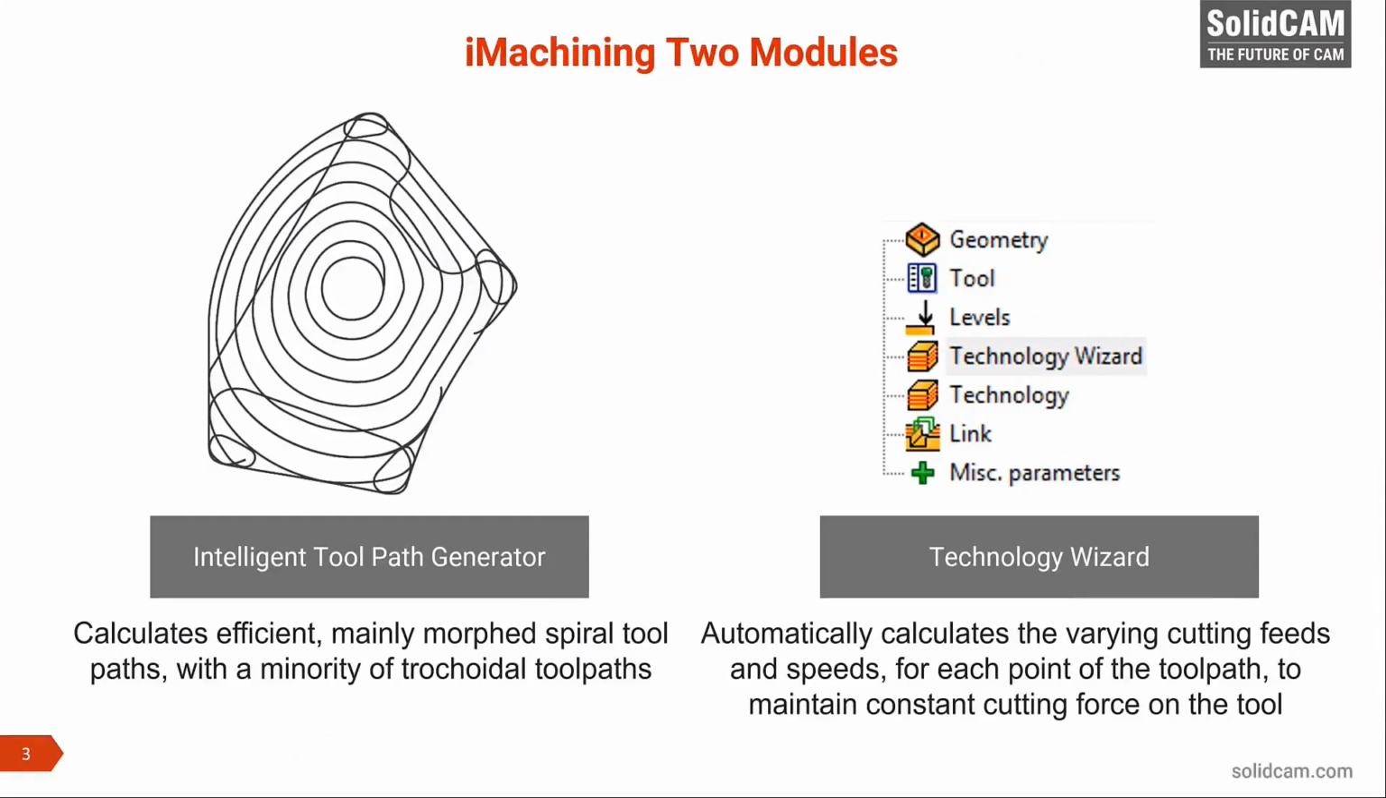iMachining has two independent modules: the Intelligent Toolpath Generator, or the algorithm, which is fed by the iMachining Technology Wizard. The wizard automatically provides the parameters necessary for the iMachining algorithm to calculate the world's most effective morphing spiral toolpaths, supported with D-slot trochoidal motion to optimize regionalization with the most effective repositioning known to CAM.